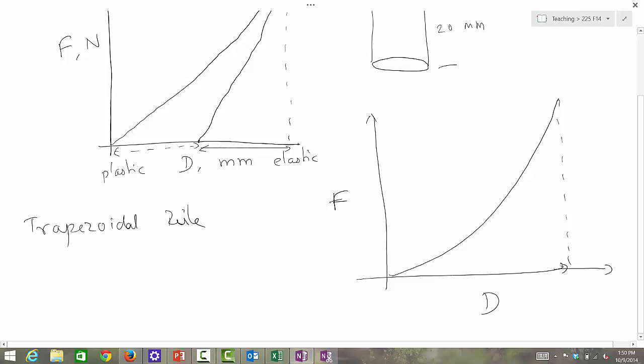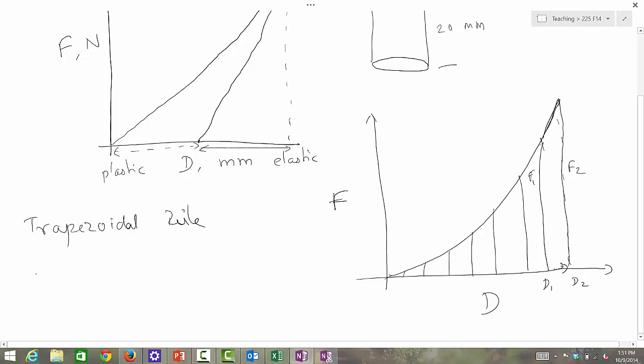In the trapezoidal rule, you split the curve into multiple segments. If you take one segment and want to determine the area under this trapezoid, let's call this F1 and this F2, and let's call this D1 and this D2.